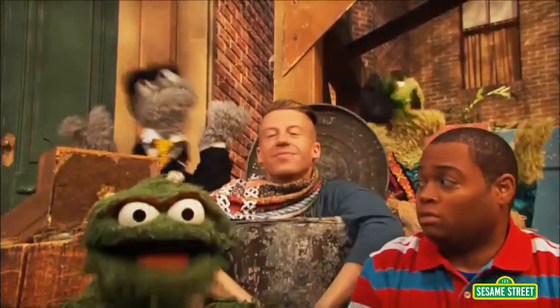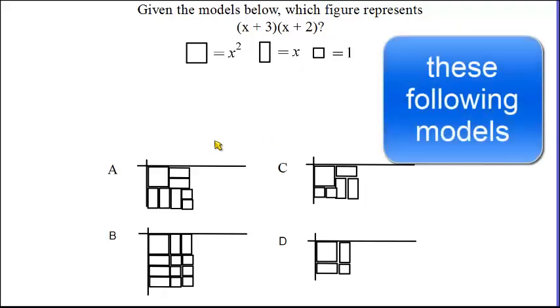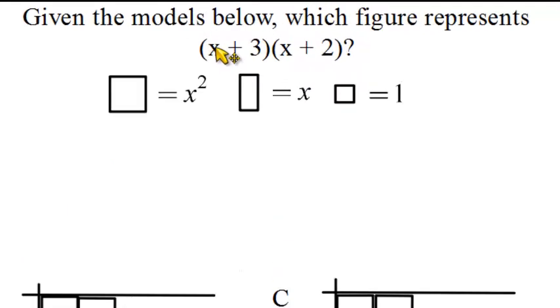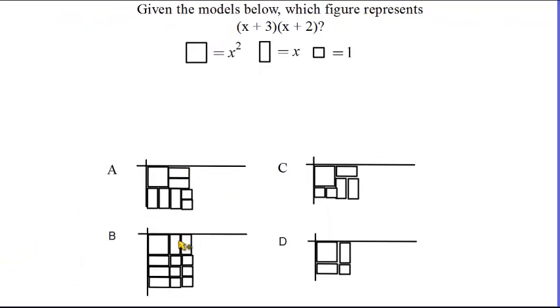Alright, now let's say we have and we would like to represent this product x plus 3 times x plus 2. Let's choose which among these options will give us the correct answer. Now there's so many ways on how to solve this. Now let's try to use our options to guide us to get the correct answer.